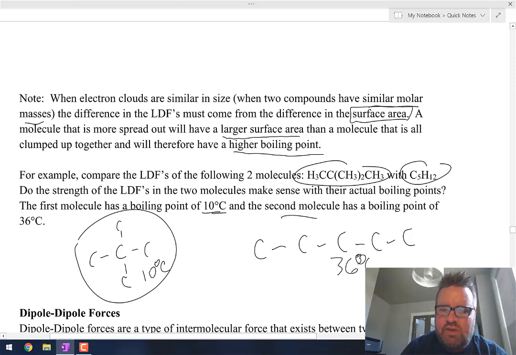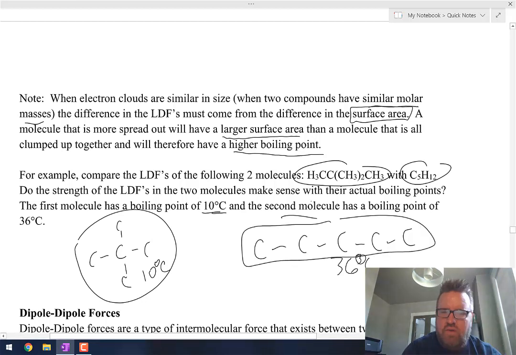Why the difference, when their molar masses are virtually the same? It's the fact that C5H12 is more spread out and has a larger surface area, so it has more points on its molecule where it can form London dispersion forces of attraction with other C5H12 molecules. And the more area it has where it can form those instantaneous dipoles with other molecules, the stronger the London dispersion forces will be.